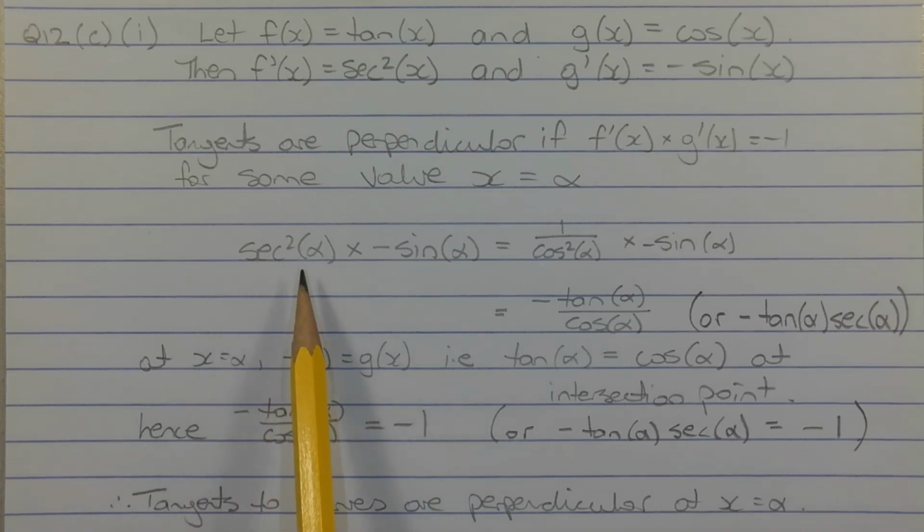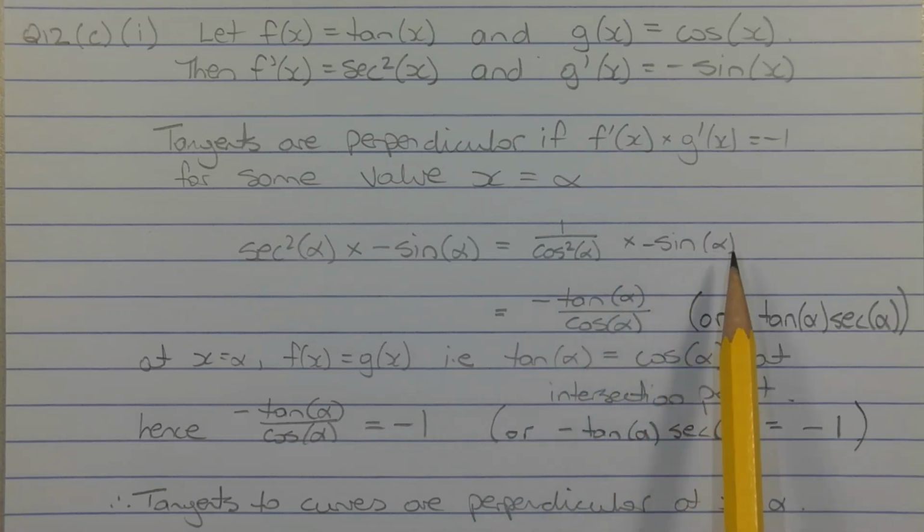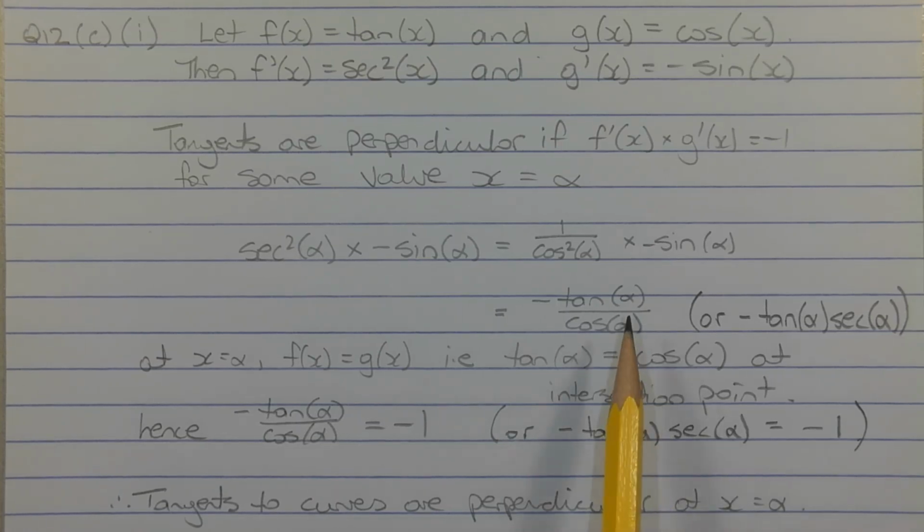So sec squared alpha times negative sine alpha is equal to 1 over cos squared alpha times negative sine alpha. Now, negative sine alpha over cos alpha is equal to negative tan alpha. And that's how we get negative tan alpha in the numerator here. And that's divided by cos alpha. Or we could express it as a product as negative tan alpha times sec alpha.